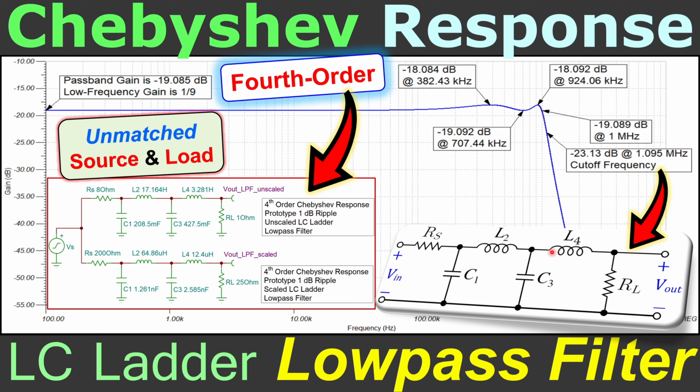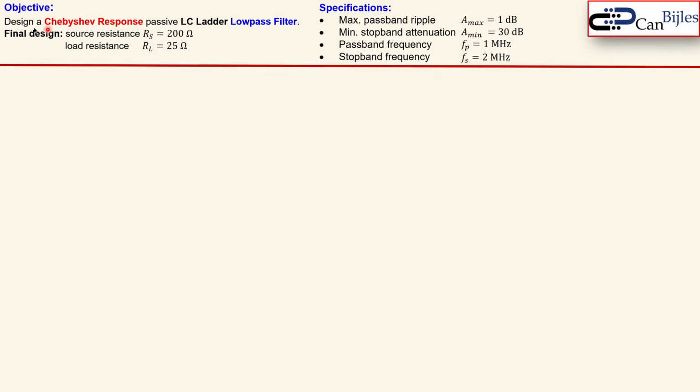So the source resistor will be not equal to the load resistor. We have done this for the Chebyshev response for the third order. Now we will do that for the higher order, which is the fourth order. So we will see that step by step in our calculation, also verify this in Tina TI SPICE simulations. Okay, our design objective is the following.